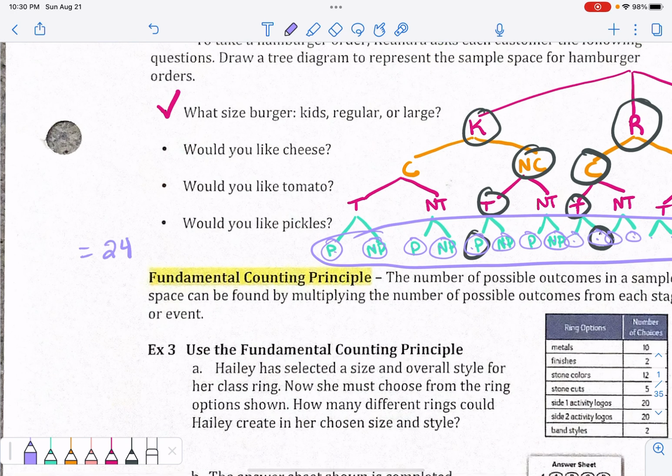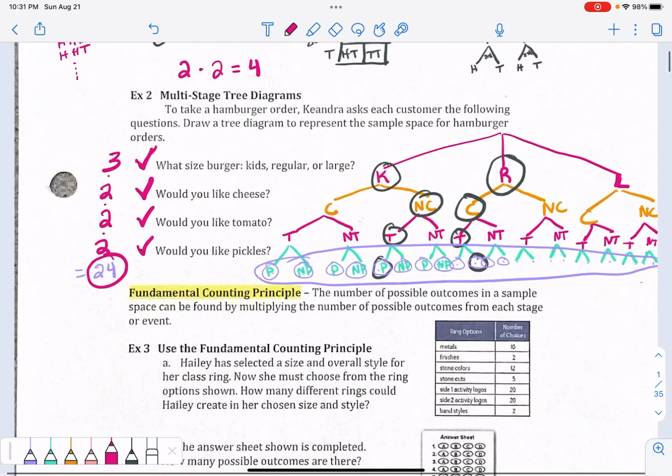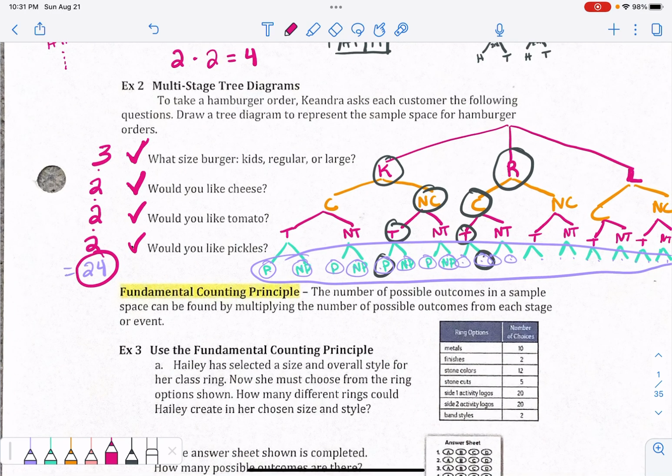Now, how do I get to that faster? Well, there are 3 different kinds of burgers. Check. There are 2 options for cheese, which are cheese and no cheese. There are 2 options for tomato or no tomato, and 2 options for pickle or no pickle. If I multiply those together, just like I did up above, I get 24. So 24 different combinations. That way I know I did not forget any of them. Okay, that is a massive tree diagram. Holy cow. I don't think your homework assignment makes you do any that are quite that large.